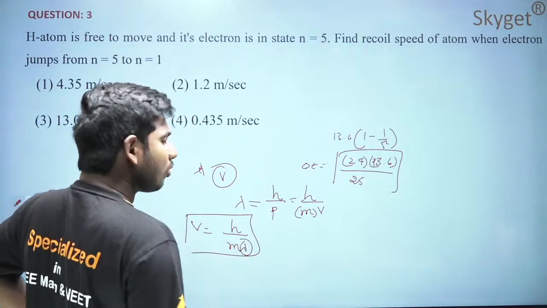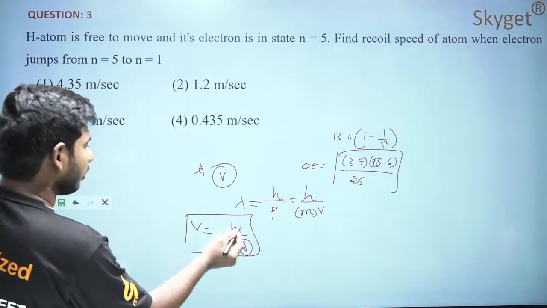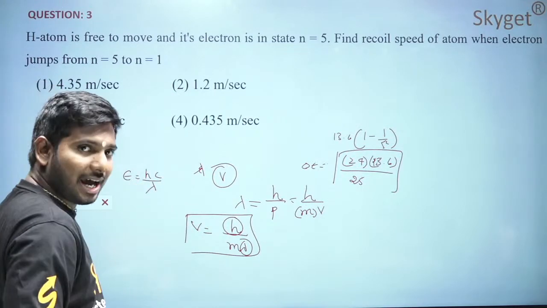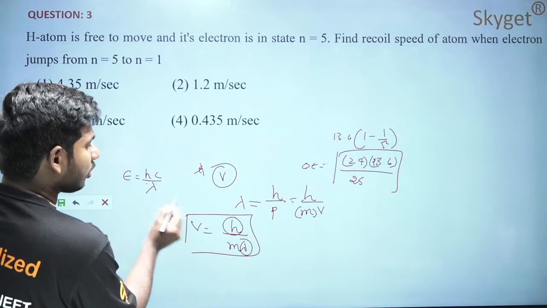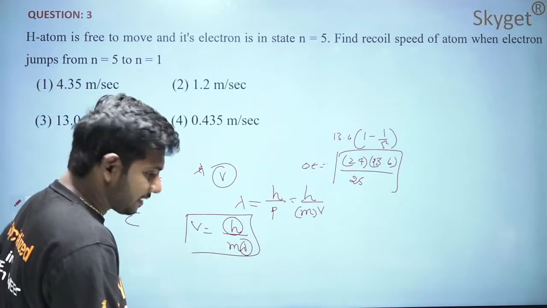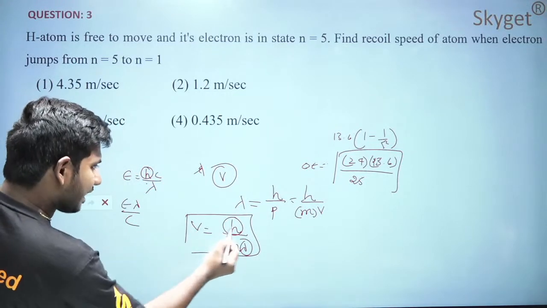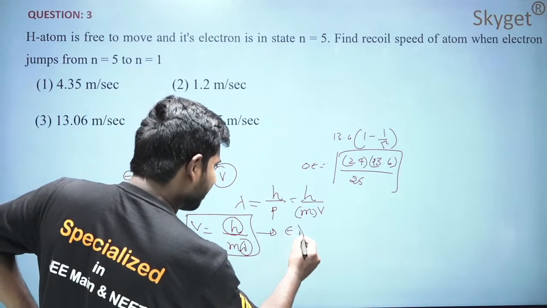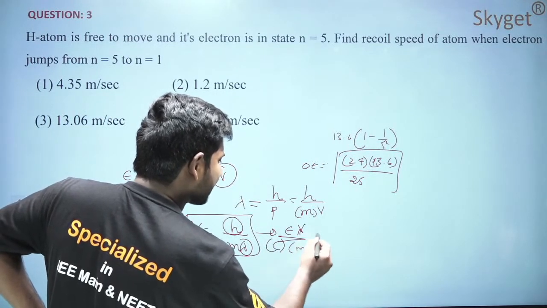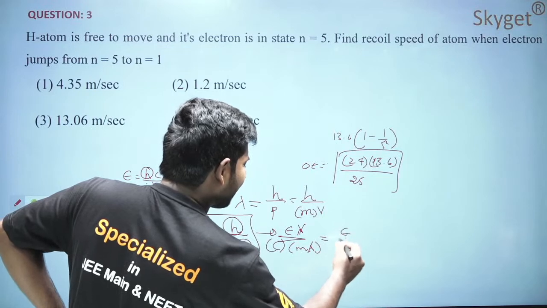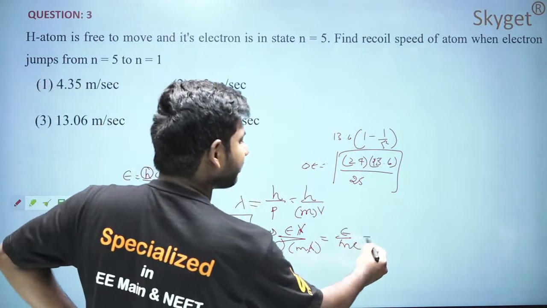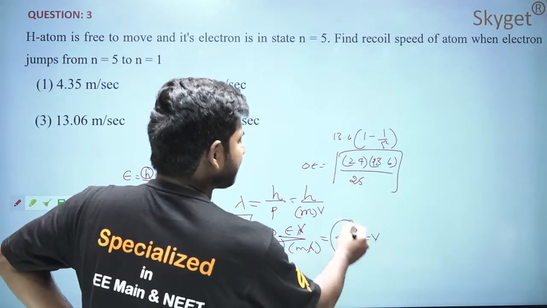For lambda, we know that E is equal to hc by lambda, so h can be replaced by E lambda by c. Replacing h with E lambda by c into m lambda, lambda gets cancelled. You will get E by mc as the speed of the atom.